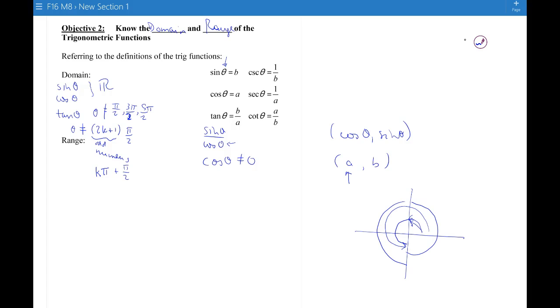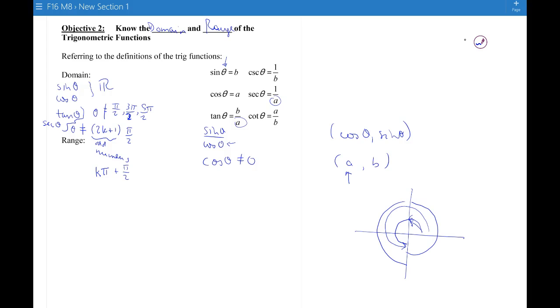Do you see that that's going to be the same restriction as for secant? Because they both have A on the bottom. So A can't be 0. So tangent and secant have the same domain restriction.